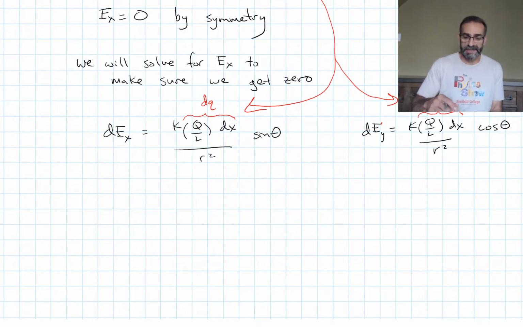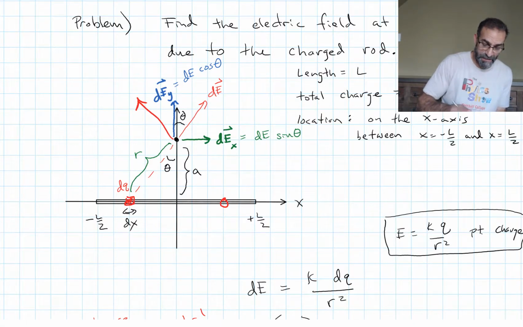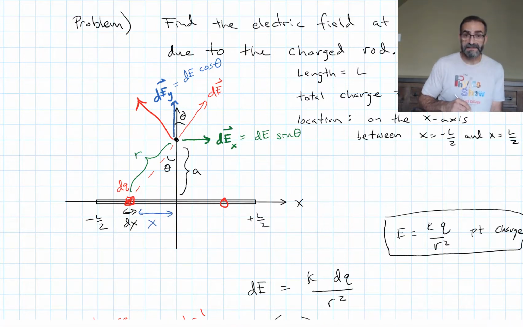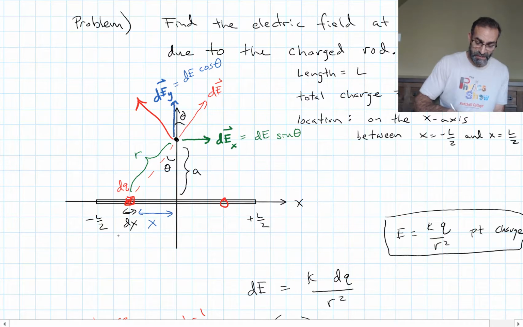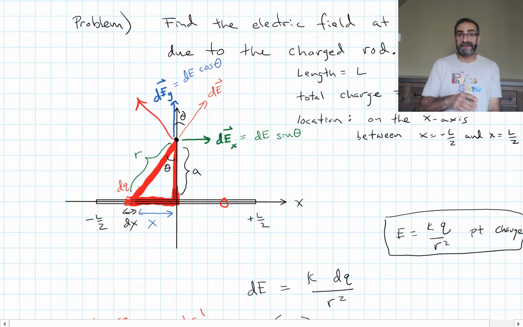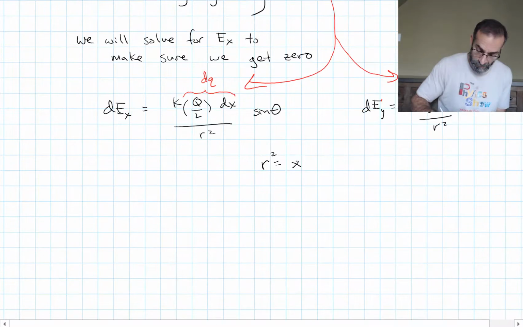So let's go back and look at our diagram. Our dq is located at some position on the x-axis, right? It's located at some x value. So this is x. And r is the hypotenuse of this right triangle. If we care about this right triangle here, r is the hypotenuse of that right triangle, a is one of the sides, and x is the other side. We can get r in terms of x and another constant, this lowercase a.